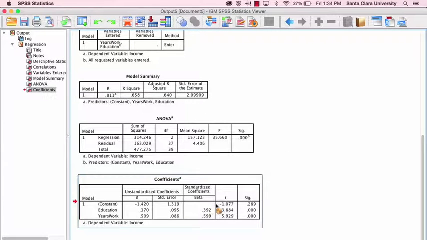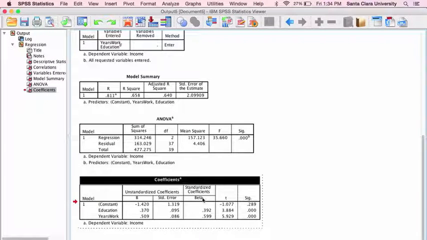And then down here, we get to see, first, this is our intercept, 1.42. So that is when years of education and years in the workforce are both at zero, we would predict income to be at negative 1.42, which doesn't make a lot of sense, but that's where the regression line intercepts the y-axis. And then these are our regression coefficients. And these over here are our betas. These are our standardized regression coefficients. And the standardized regression coefficient is the good one to look at because it puts the predictor variables on the same scale and lets you compare them to each other.